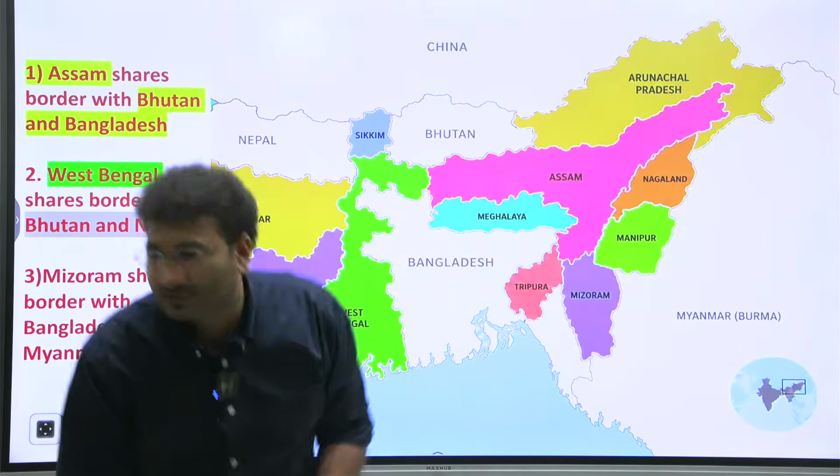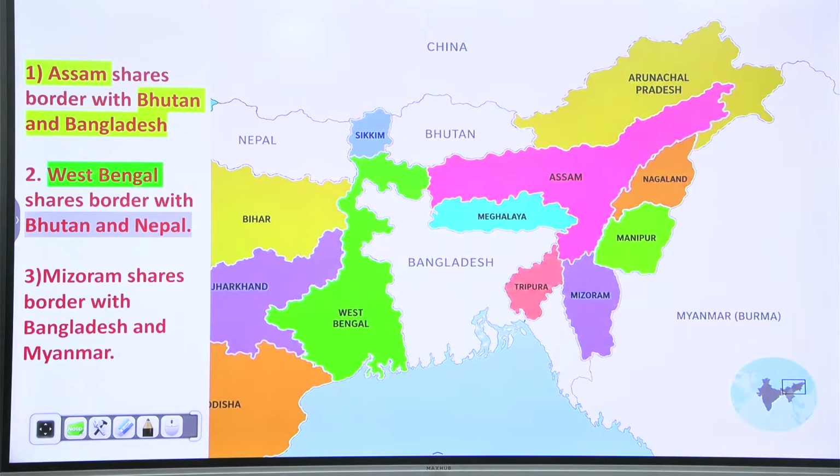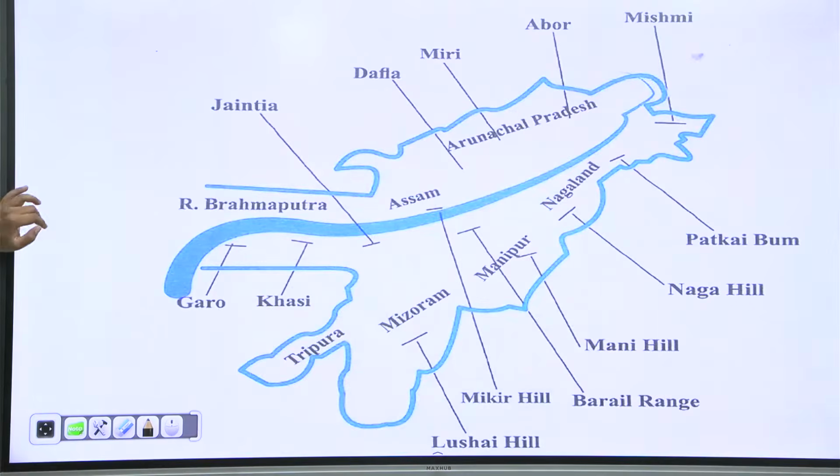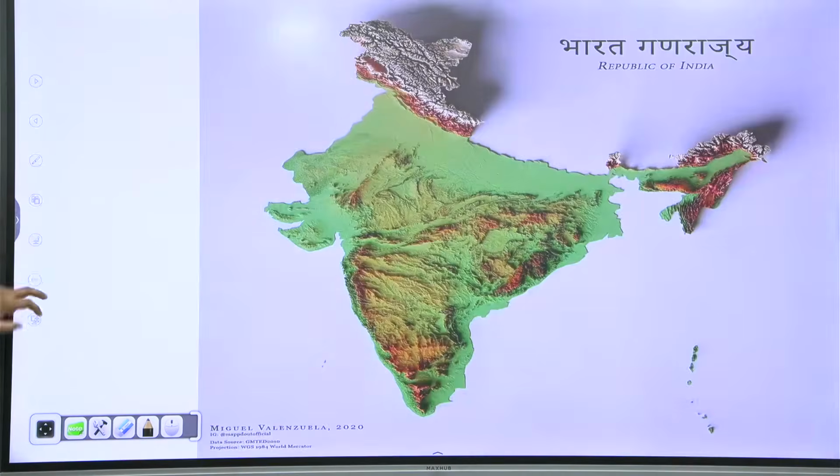One by one, please look here. One, Assam shares border with Bhutan and Bangladesh. Yes. West Bengal shares border with Nepal, Bhutan and Bangladesh. Mizoram shares border with, yes, Bangladesh and Myanmar. Right. So these are some of the basic observations that you are supposed to know. Okay.